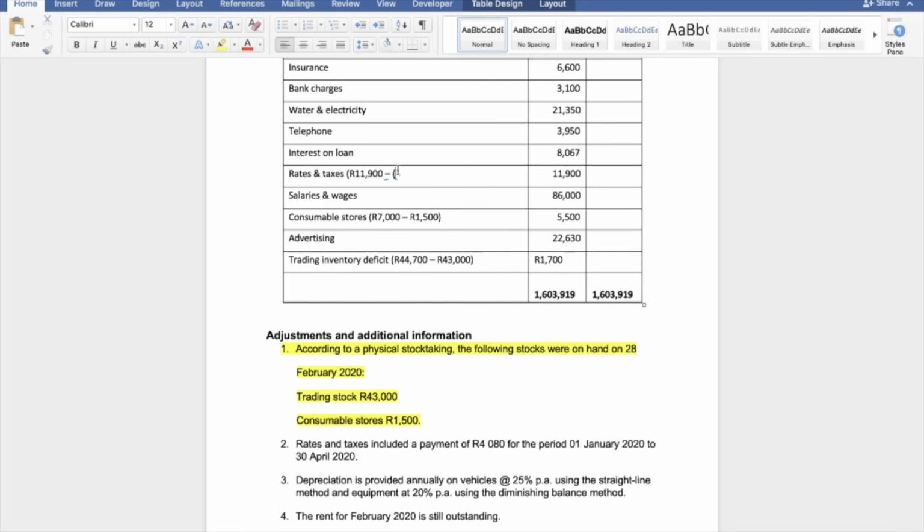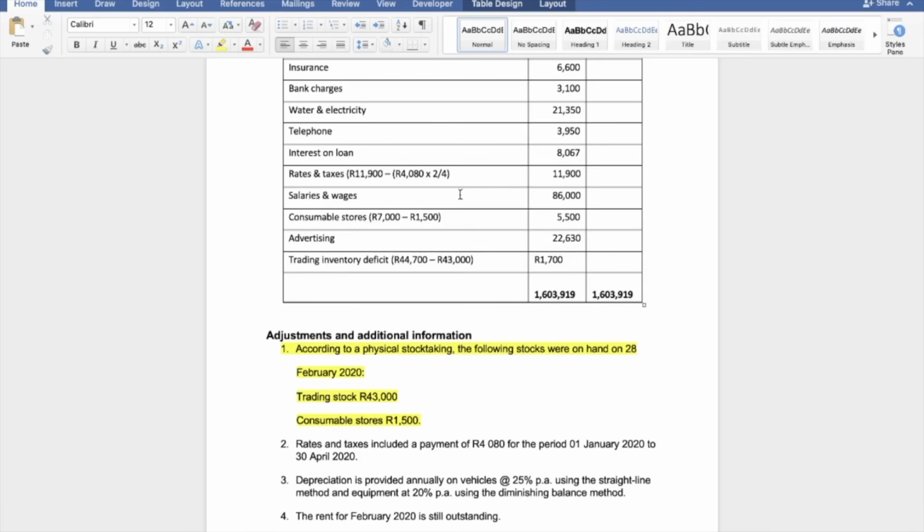Now, the rates and taxes were paid for 4 months, if I can see correctly. It's January 2020, February 2020, March 2020, and April 2020. So we know that this 4,080 rand is for 4 months. So we're going to take the 4,080 rand and multiply that by the 2 months, which we do not want, and we divide that by the 4 months, because the full amount is for 4 months.